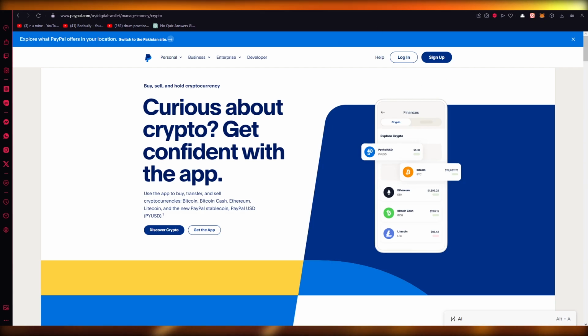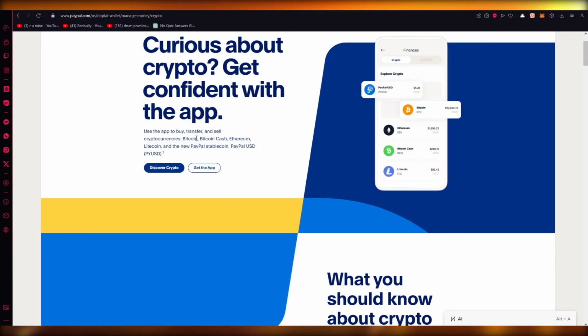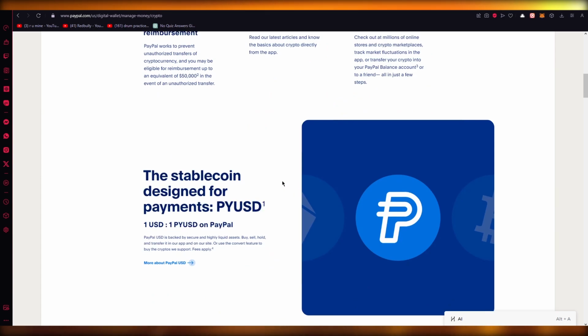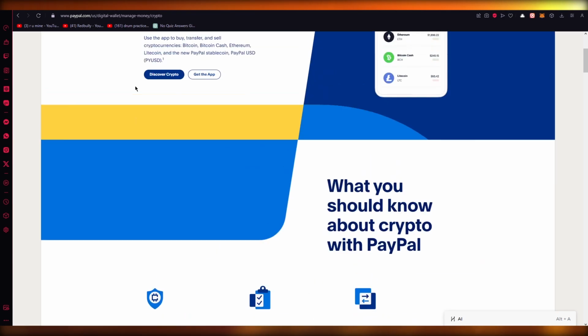So first of all, what you're going to do is come over to your PayPal, and once you're in your PayPal, you're going to make sure that you have a PayPal for cryptocurrency. Curious about crypto? Get confident with the actual app. Use the app to buy, transfer, and sell cryptocurrencies: Bitcoin, Bitcoin Cash, Ethereum, Litecoin, and the new PayPal stablecoin. Sign up with this, and once you sign up, they're going to give you a PayPal crypto wallet address.